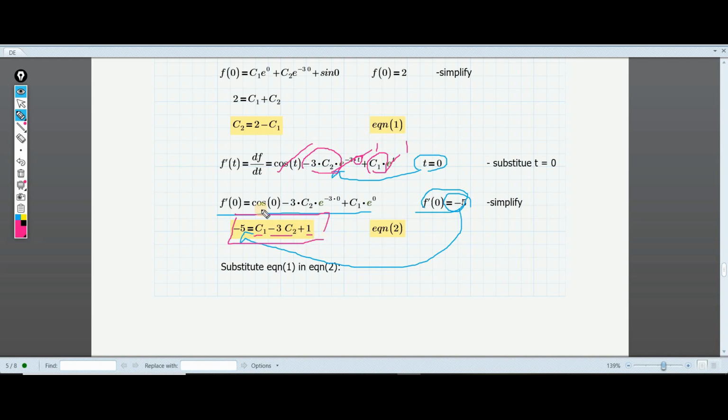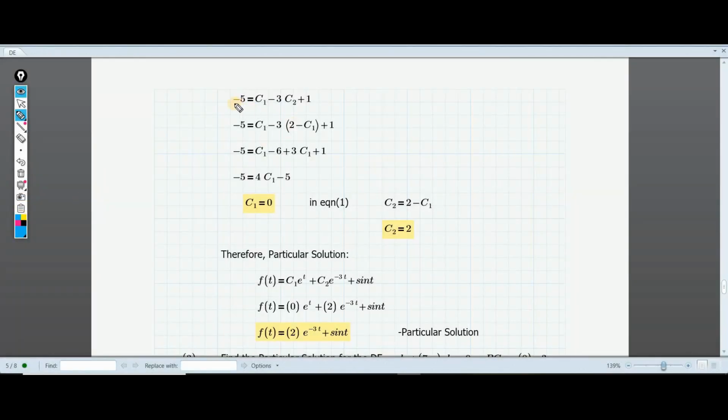And now, what we are going to do is this. We have the value of c sub 2 here, and we also have a c sub 2 here. So we will substitute the c sub 2 here. We substitute equation 1 in equation 2. Okay, so we have substituted. This is our equation 2. We substitute the value of c sub 2, which is this one. And of course, by algebra, our c sub 1 comes out, which is equal to 0.